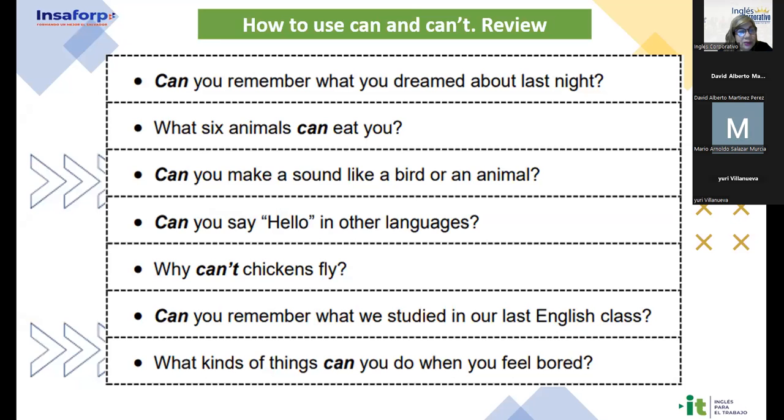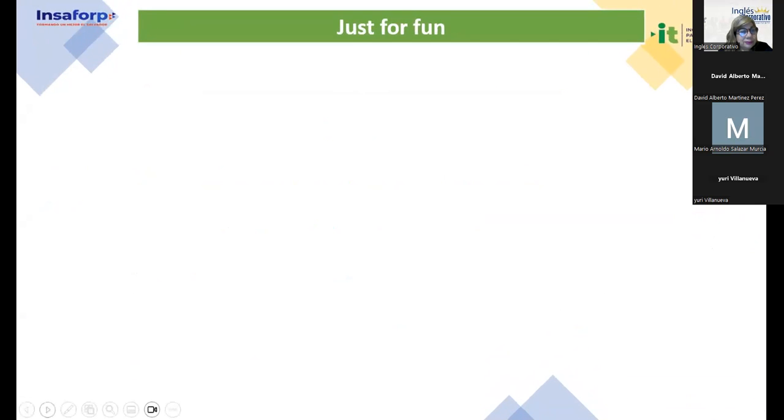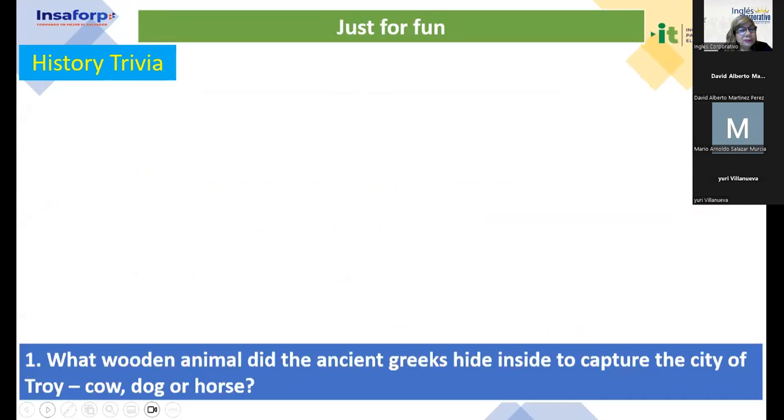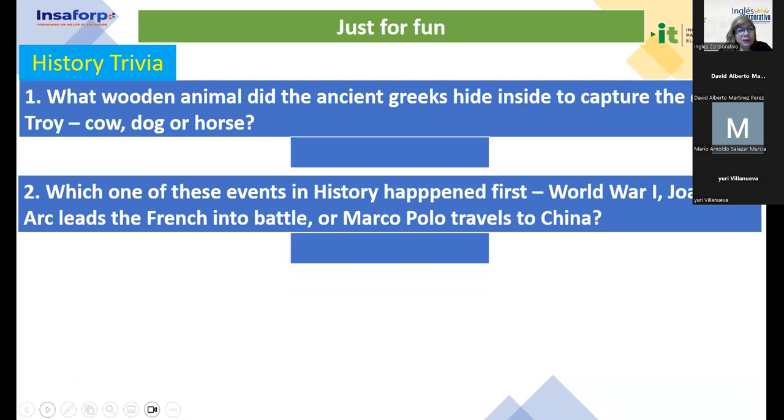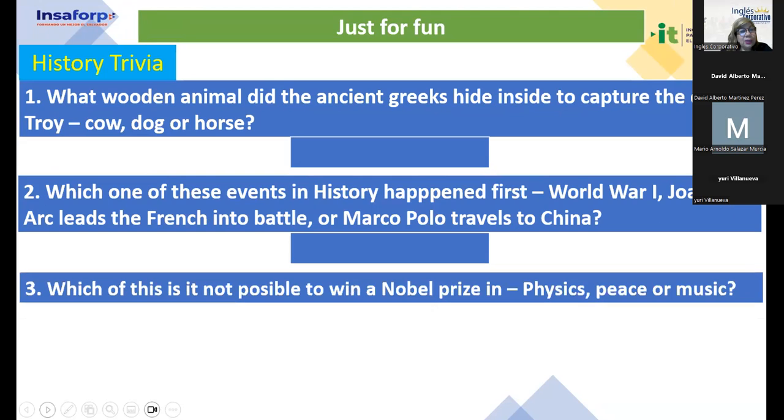Okay, the last one, the trivia. The history trivia. Okay, what wooden animal did the ancient Greeks hide inside to capture the city of Troy? Cow, dog, horse. Which one of these events in history happened first? World One, Joan of Arc leads the French into battle, or Marco Polo travels to China?